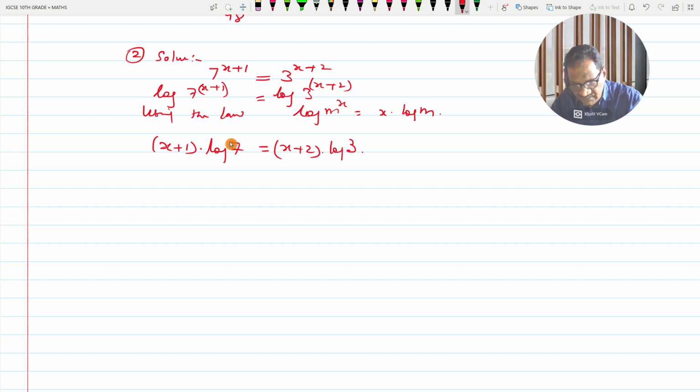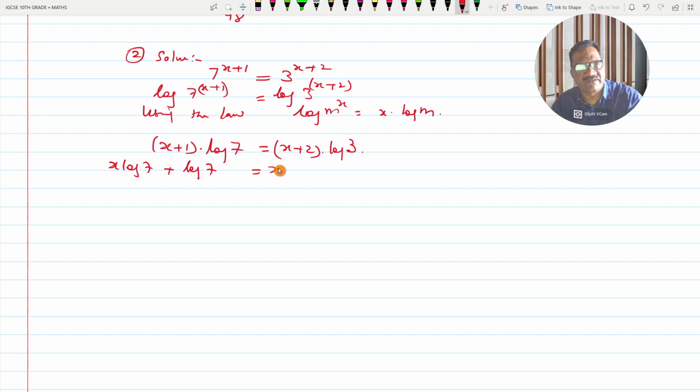Now what will happen? This thing we can expand. So log of 7 times x is x log of 7 plus log of 7 times 1 will be log of 7.